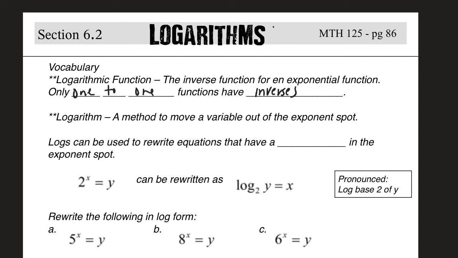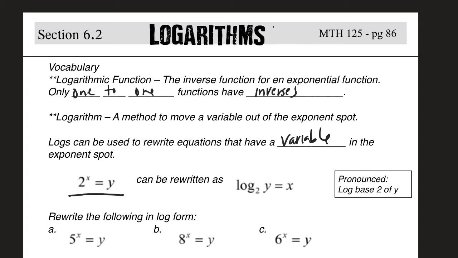A log is a method to move a variable out of the exponent spot. Sometimes you'll have an equation, and the x is up in the exponential spot, and you need a way to move it out. So what we do is we have logarithms. It was a way that was invented to rewrite an exponential and move that exponent spot around a little bit, and give you some movement if you want to solve for a variable in the exponent spot. Logs can be used to rewrite equations that have a variable in the exponent spot.